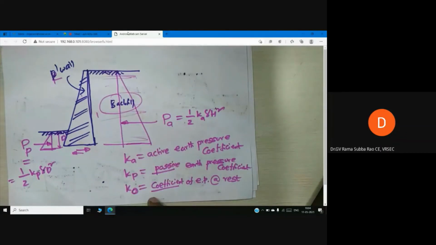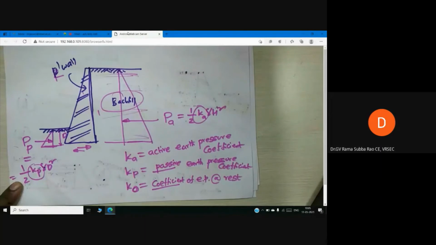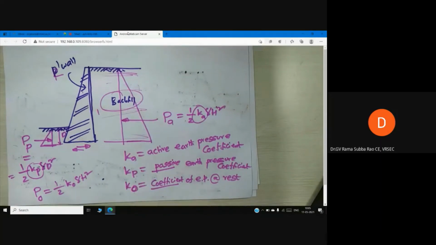Whenever you want to calculate active force, you need to multiply with Ka. Whenever you want passive force, you need to multiply with Kp. Now you can ask me, sir, how to calculate capital P0, the at-rest force: K0 gamma H square. How to calculate Ka, Kp, K0 is the remaining portion in today's class.